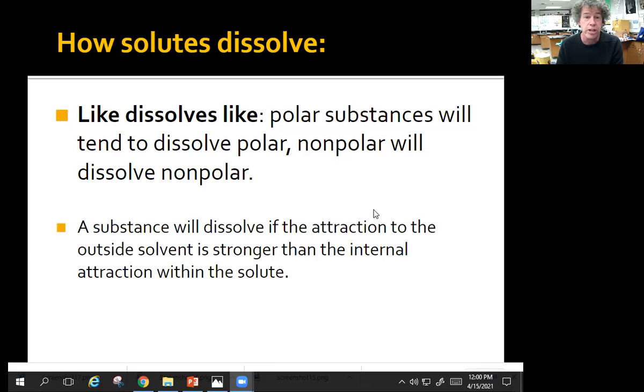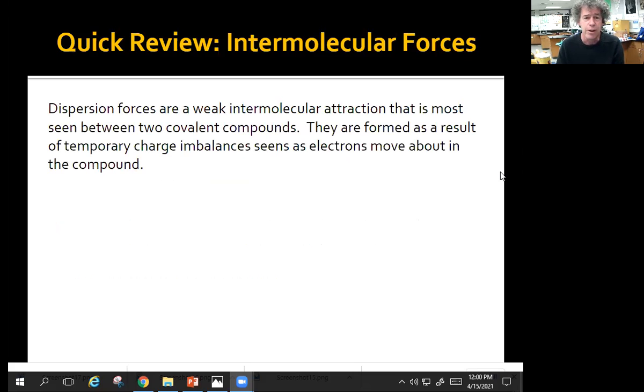Essentially, when you get dissolving, a substance will dissolve if the attraction to the outside solvent is stronger than the attraction internally within the solute. That relates to intermolecular forces. We said there were three types of intermolecular forces. The first was dispersion forces, which were weak intermolecular attractions. They're most often seen between two covalent compounds, and they're formed as a result of the temporary movement of electrons and thus charge imbalance seen as the electrons move about the compound.